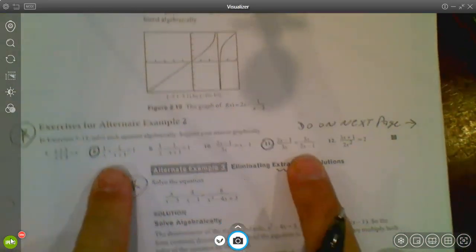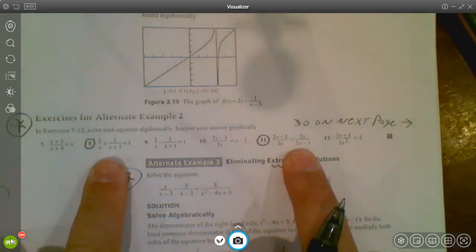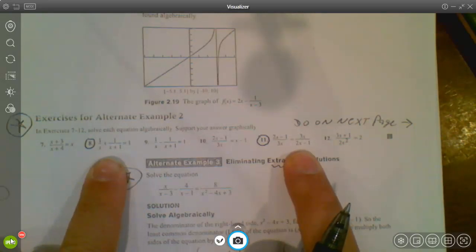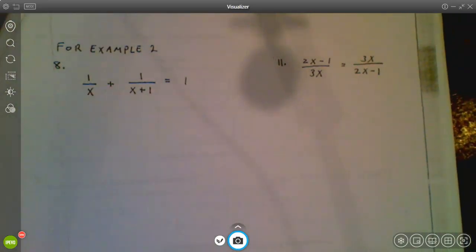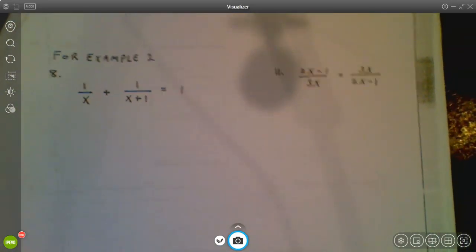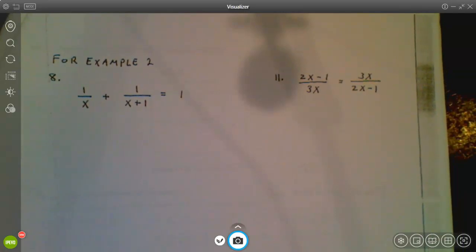So for this example, I have 2 of these that would be good for you guys for practice. So we're going to do these on the next page. I created a next page of space for you to do work like this. So we're going to do 8 and 11. And then I will come back. So always a good time to pause, give these a try, see how you do.